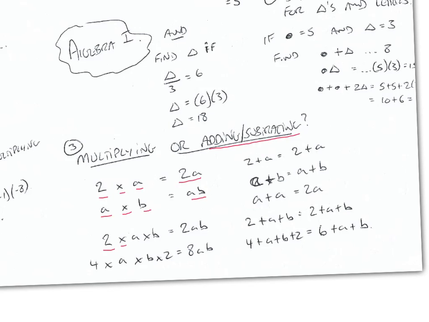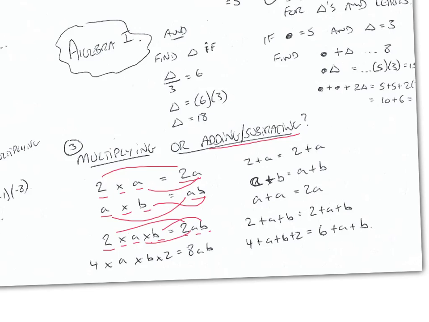2 multiplied by a multiplied by b is written as 2ab. If you notice, what we're actually doing is we're writing what we see. We write the 2 and we write the a. We write the a and we write the b. We write the 2, we write the a, and we write the b.